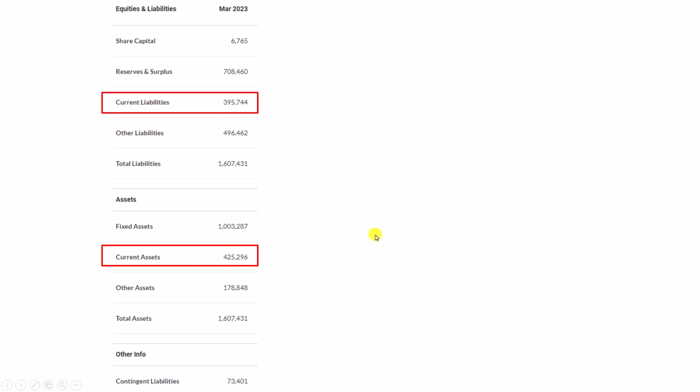So I hope the concept is clear. I hope now you know what fixed assets, current assets, other assets, current liabilities, and other liabilities are.